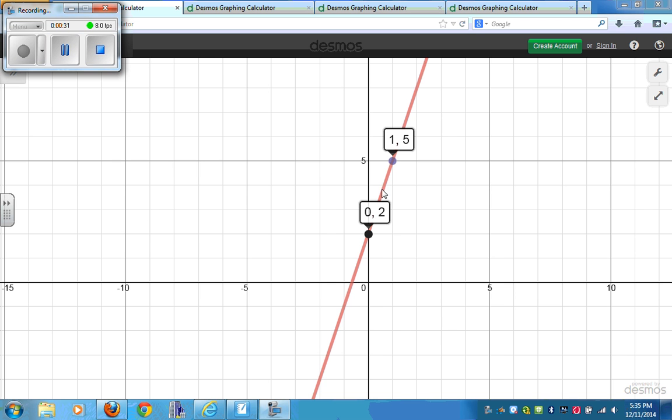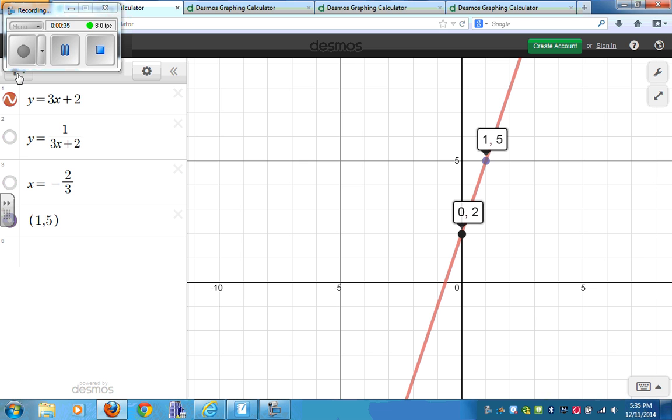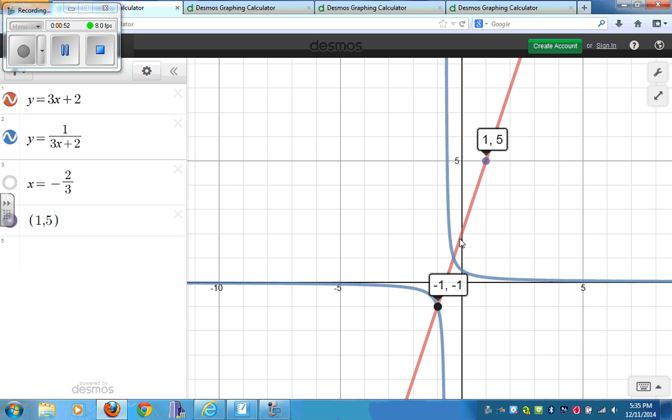plus 2. y equals mx plus b. Positive slope. So let's check if I got that correct. Good. 3x plus 2. Now, what happens when I graph the reciprocal? What does that look like? Look at that there. Do I see any patterns?